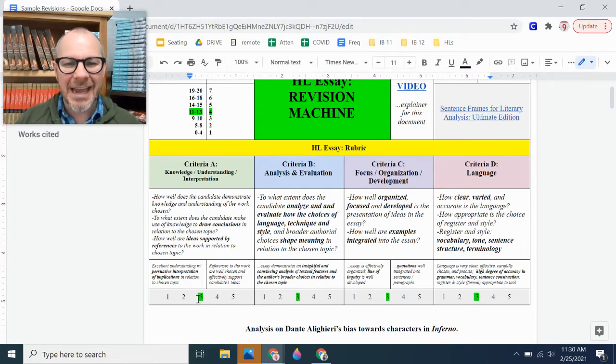To what extent does the candidate analyze and evaluate how the choices of language, technique, and style and broader authorial choices shape meaning in relation to the chosen topic? How well is the student doing that? Is the student doing it? Yeah, it's happening. That's kind of like a 3. And then once you get to 4 and 5, is the student doing it? Yeah, doing a pretty good job of it too. Doing a solid job. Clearly doing it and doing it pretty well.